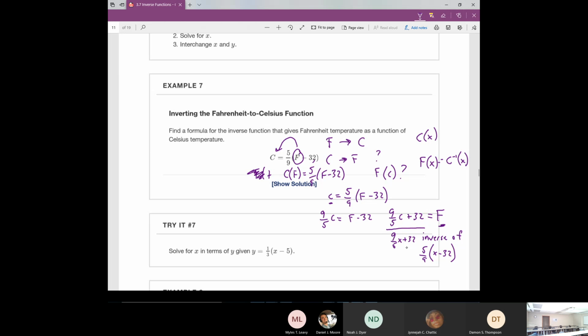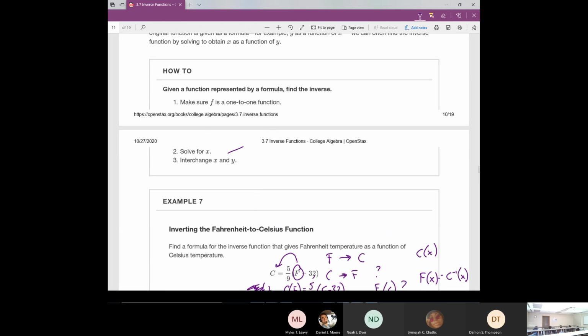These two functions are inverses. So that's how easy it is. Let's look at this function here. Solve for x in terms of y. That easily lets you find the inverse of a function. You basically interchange x and y.